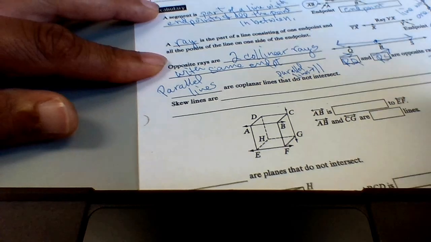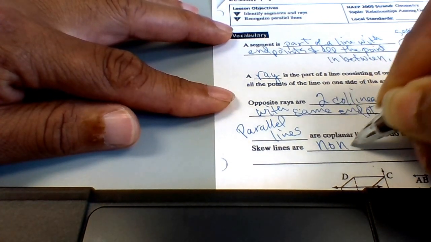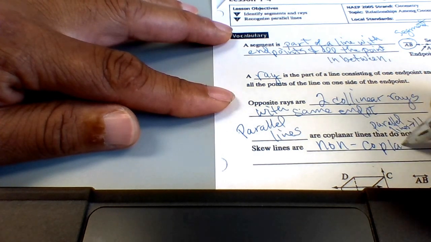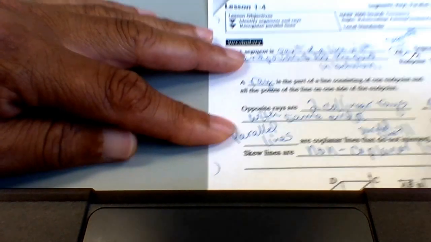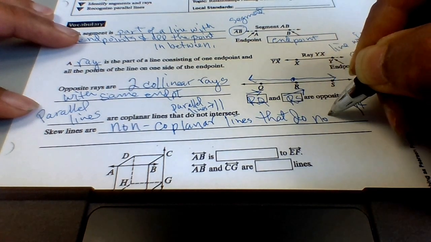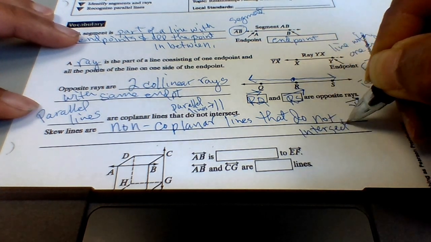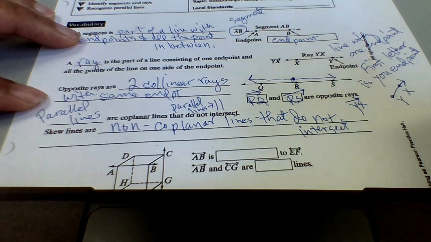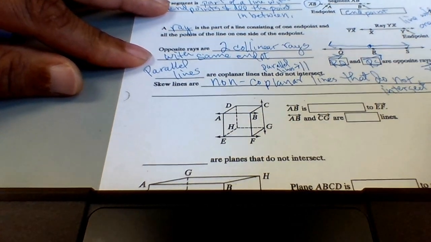Skew lines are non-coplanar lines that do not intersect. Two non-coplanar lines that do not intersect. So they won't be in the same plane.